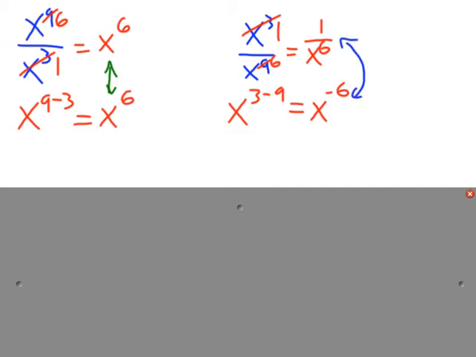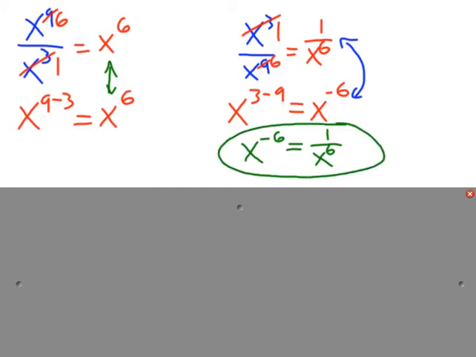1 over x to the 6th, x to the negative 6, could they be the same? And in fact, they are. And that's where we're heading today, is that if you have something like this, x to the negative 6th, that in fact is the same as 1 over x to the positive 6. Those two expressions are equivalent right there. So in a sense, the reciprocal is equivalent. So you can make a negative exponent positive by moving it to the denominator. Or conversely, if you had it the other way around, you can move it to the numerator.